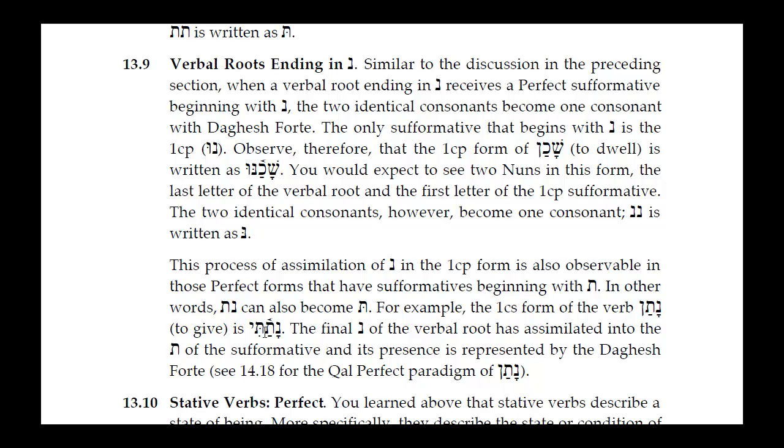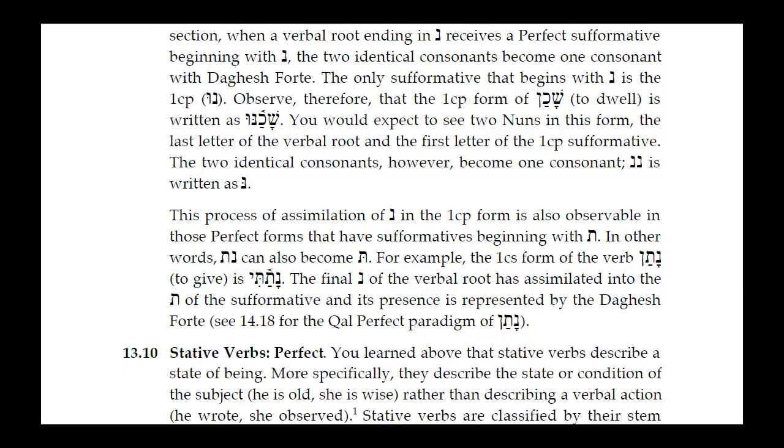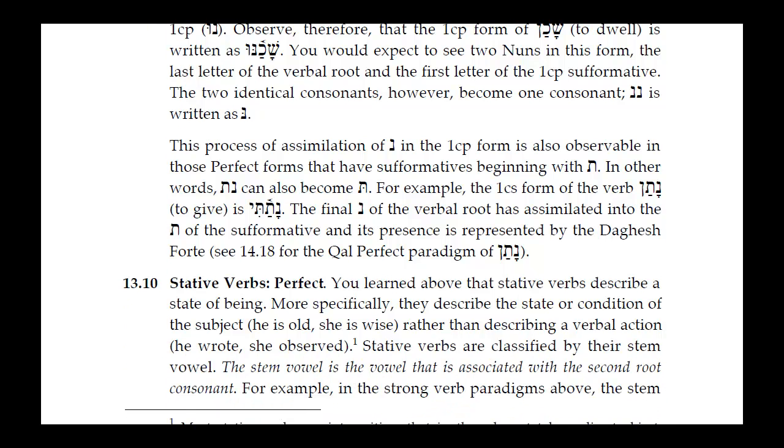And we've seen that before, what we call the noon of assimilation, and that's a common characteristic that happens with the root noon. So the final noon of the verbal root has assimilated into the tav of the sufformative, and its presence is represented by the dagesh forte. We've seen that before, like in the preposition min and other instances. It will tend to assimilate, and we'll see that same principle going on as we get into some other verbal forms.